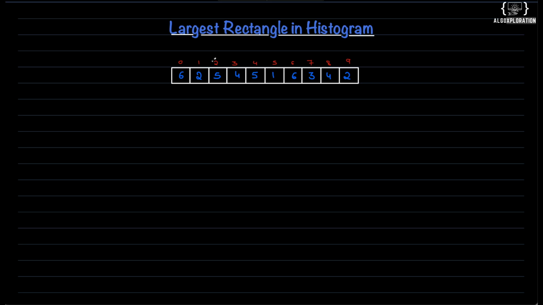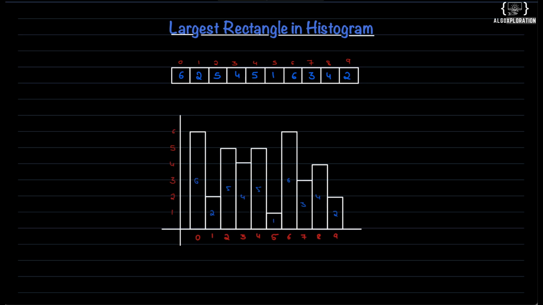So over here we have an array. Each cell represents the height of a block. Now if I convert this into a histogram, it will look like this. Over here, we need to find the area of a rectangle.